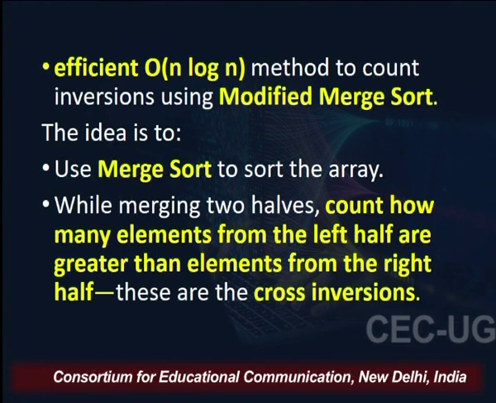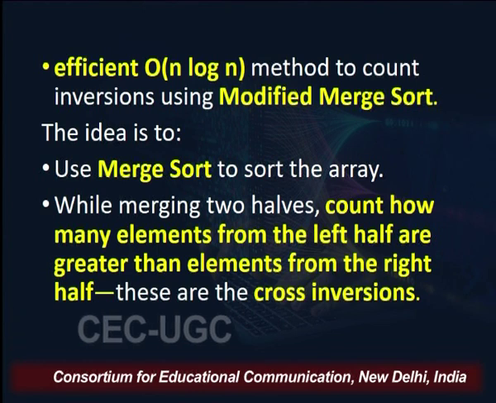What is the idea of this efficient, or optimized, method? We are going to use merge sort to sort the array. Now, recall merge sort. In merge sort, we divide the array into equal parts till each array is a single element, and then we start merging those arrays. Here we will be using merge sort to sort the array, and the modification is in the merging part.